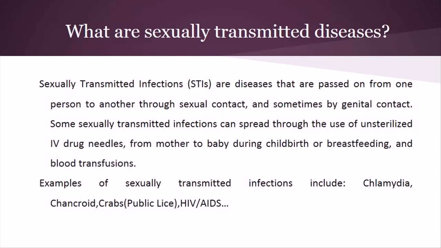What are sexually transmitted diseases? Sexually transmitted infections (STIs) are diseases that are passed on from one person to another through sexual contact, and sometimes by genital contact. Some sexually transmitted infections can spread through the use of unsterilized IV drug needles, from mother to baby during childbirth or breastfeeding, and blood transfusions. Examples of sexually transmitted infections include chlamydia, chancroid, crabs, pubic lice, HIV/AIDS.